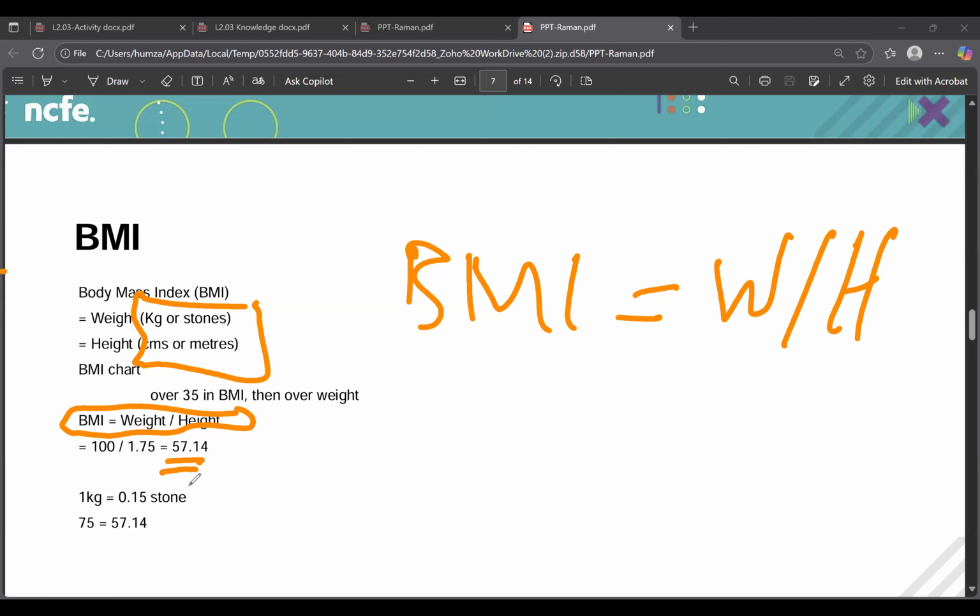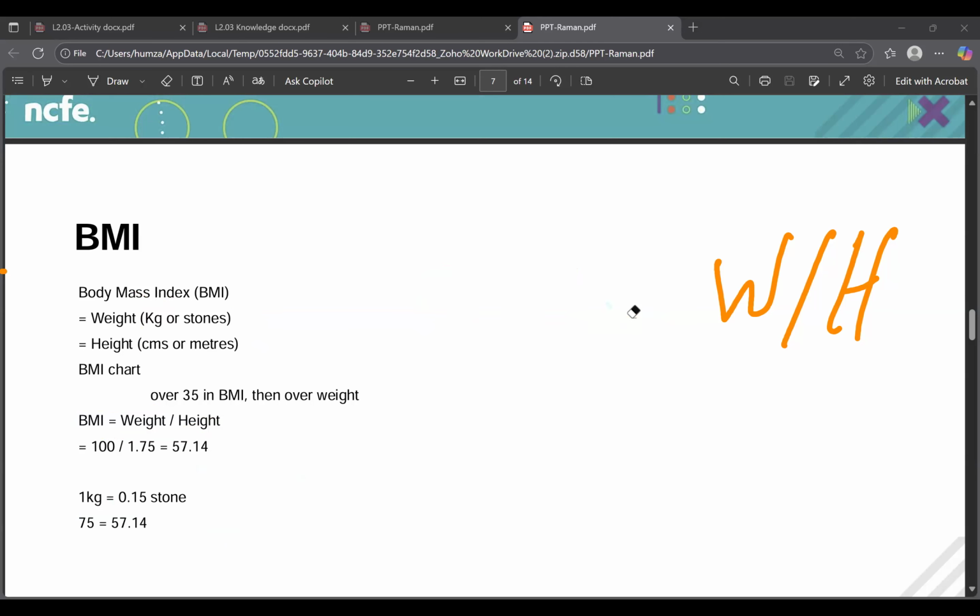Again, to convert to stone, we know that 1 kg equals 0.15 stone. So if the kg is 75, then the stone would be 57.14. Is that okay for you, or was there anything you struggled on there?